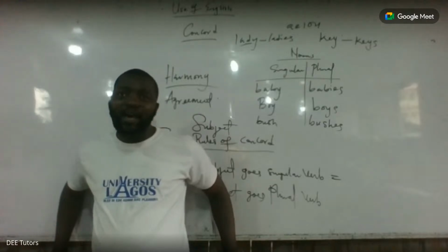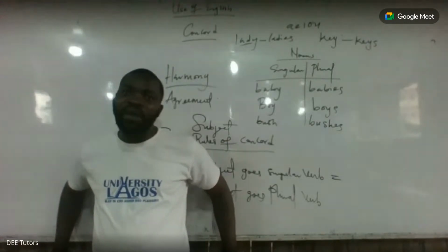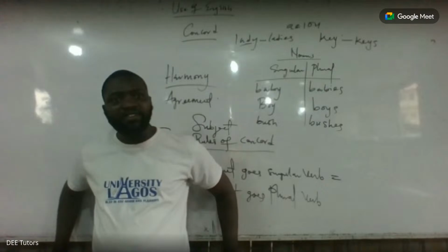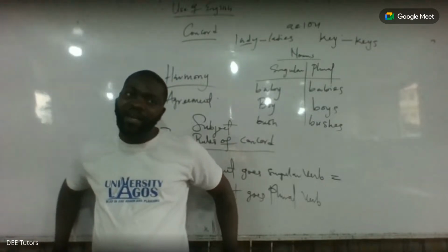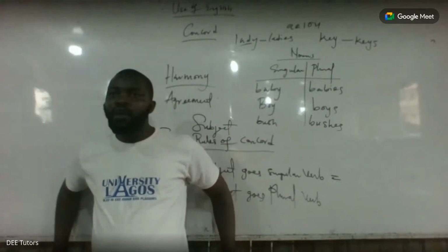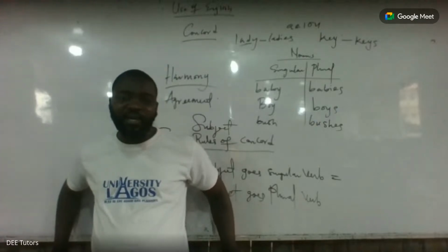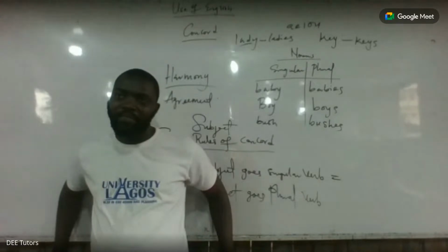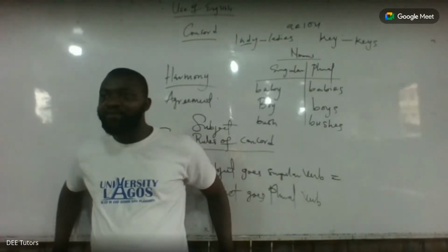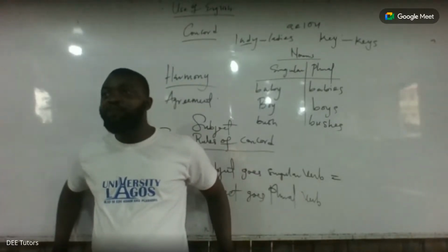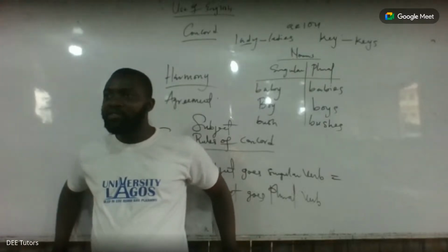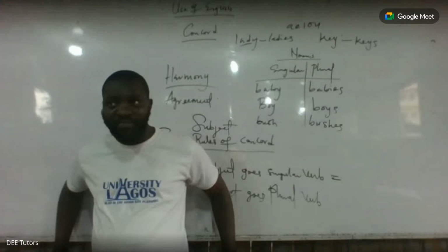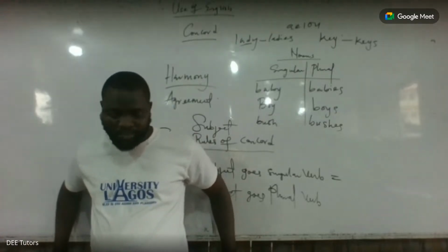I said that nouns form their plural by adding S, ES, or IES to their singular form. But the reverse is the case when it comes to verbs. In the case of verbs, it is the singular form that has S, ES, or IES. Do you get me? Yes, sir. Do you get that? Yes, sir.